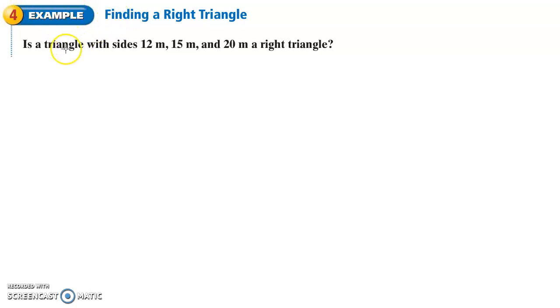Example 4 says, is a triangle with these sides a right triangle? They're trying to figure out if we have side lengths of 12, 15, and 20 meters, is it a right triangle? And the only way we can prove this is by using the Pythagorean theorem. We know, according to Pythagoras, a dude who lived a long time ago who figured this out for us, a squared plus b squared equals c squared.